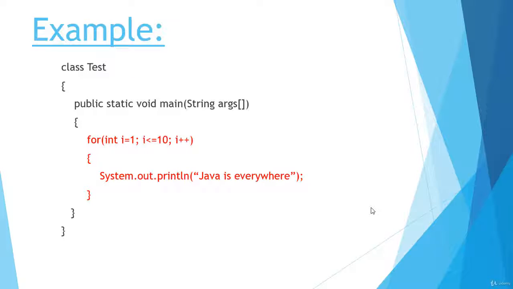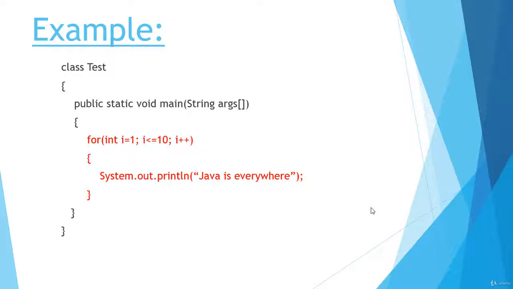Now look at this example. I have started a for loop, and in initialization I typed int i = 1. This loop starts from 1, and I put the semicolon, and after that I have given the condition i <= 10. This means the loop is going to execute 10 times. After the semicolon, I have given the increment i++, and after that I have started the body of the for loop, in which I just want to print "Java is everywhere".